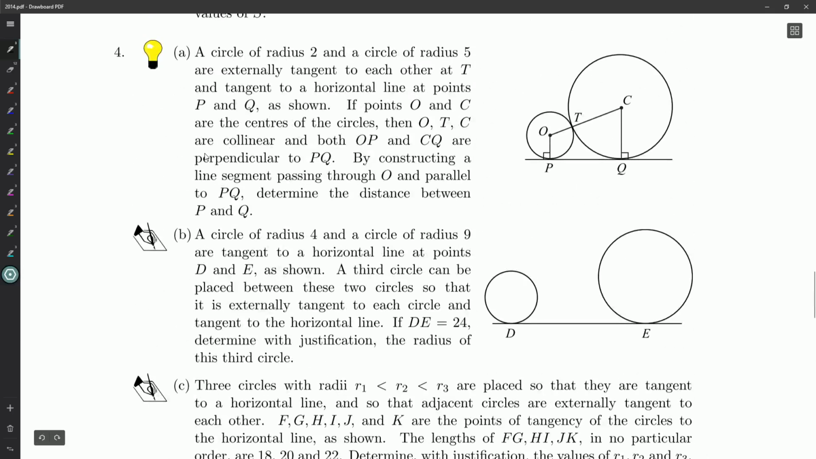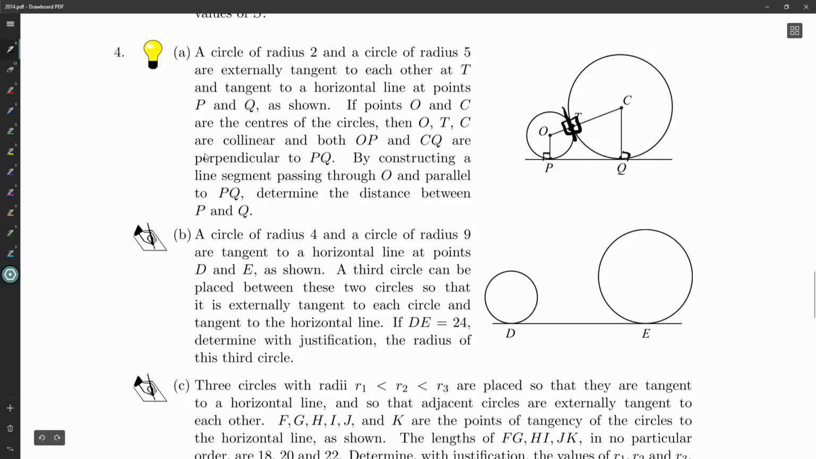So, a circle of radius 2 and a circle of radius 5 are externally tangent to each other at point T, and are tangent to a horizontal line at points P and Q. They've already got right angles here. If you connect a radius up to a point of tangency, you get nice little right angles. So if we were to draw a tangent line in here, we get nice little right angles, and it would show that OTC is actually a full line.